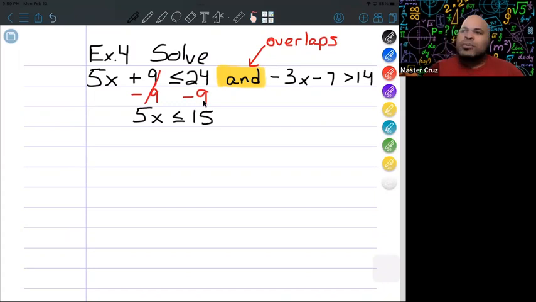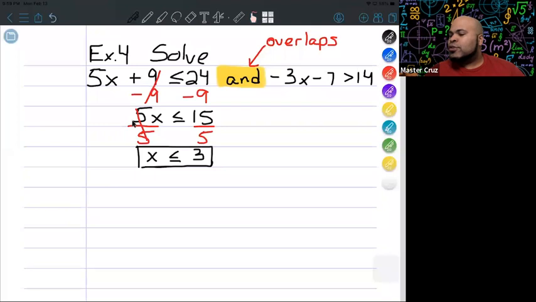And we're almost done. Why is x not by itself? Because it's being multiplied by 5. So the inverse operation on both sides will be divide by 5 on both sides. And if I do that, that's going to give me that x is less than or equal to 3. 15 divided by 5 is 3. So I already have my first part.